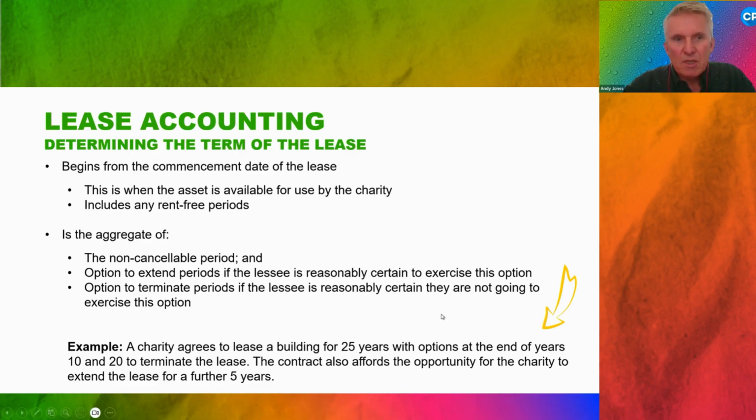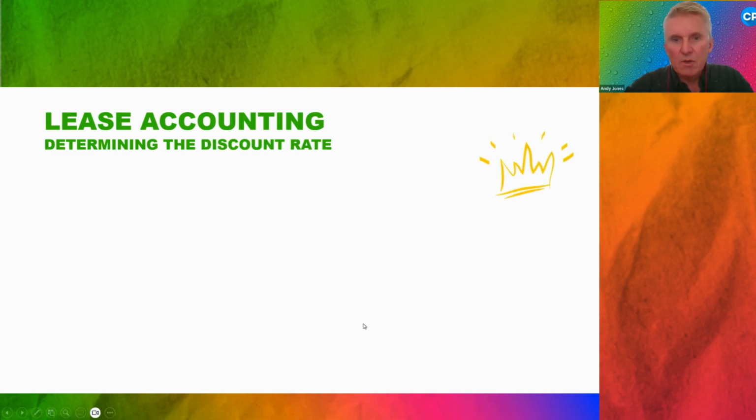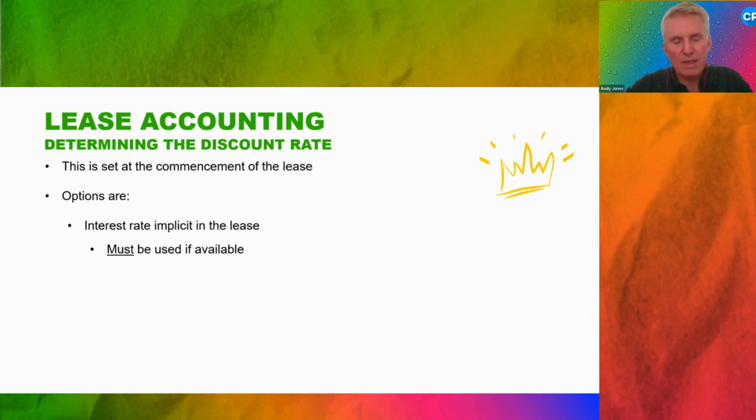The next stage is obviously the discount rate, and you will have used this in doing the present value calculations of the lease payments. This might sound like a trickier or more complicated area, but I think in practicality, it'll probably be fairly straightforward. There are a number of options under the SORP for determining the appropriate discount rate. The first one is that if the lease actually has an interest rate implicit in the lease, then you must use that.